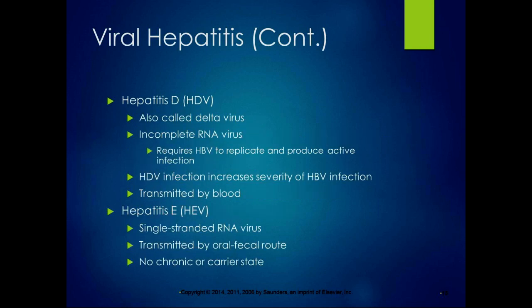Hepatitis D is also called Delta virus. It's an incomplete RNA virus, so it needs to live with hepatitis B to replicate and produce an active infection. Hepatitis D infection increases the severity of hepatitis B infection, and it's a blood-transmitted virus again. Hepatitis E is another single-stranded RNA, and it's transmitted by the oral fecal route, and there's no chronic or carrier state. So a lot like hepatitis A, except there's no vaccine for it.